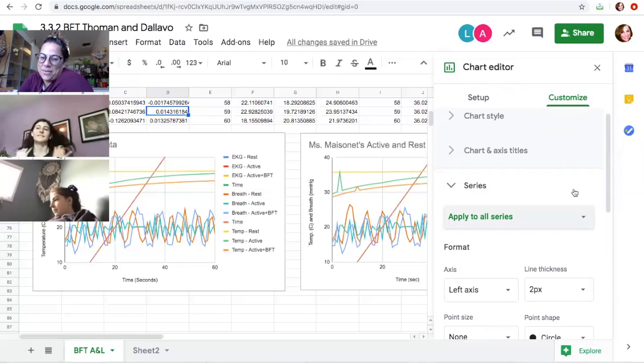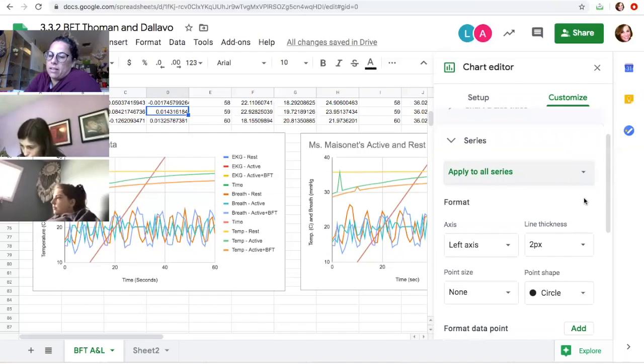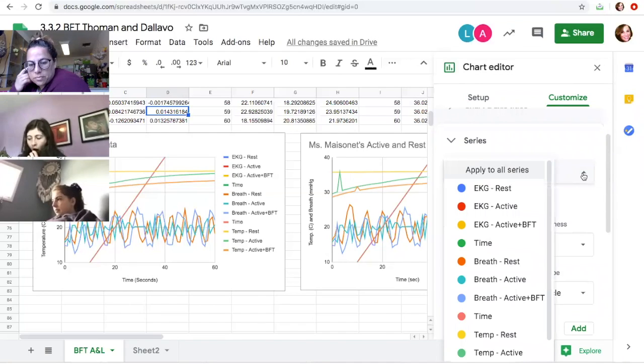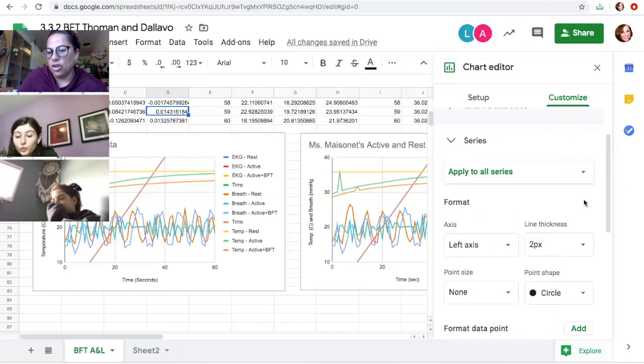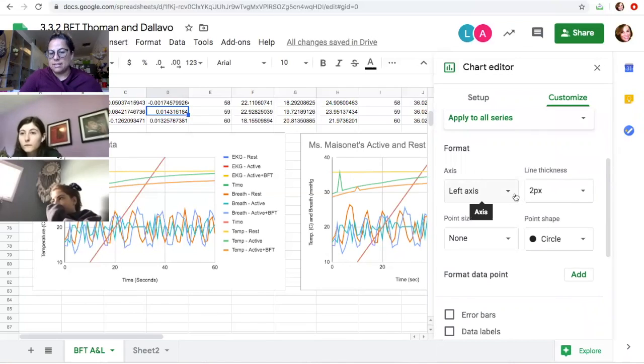See how at the top of the series category, it says apply to all series? Click on that caret to the drop down. We have to do all of these separately. I thought there was a way to do it all together. But you're going to click on all of the heart rate ones, one at a time. You can pick whichever one you want first, like click on EKG rest. And then you're going to change that axis to right axis instead.